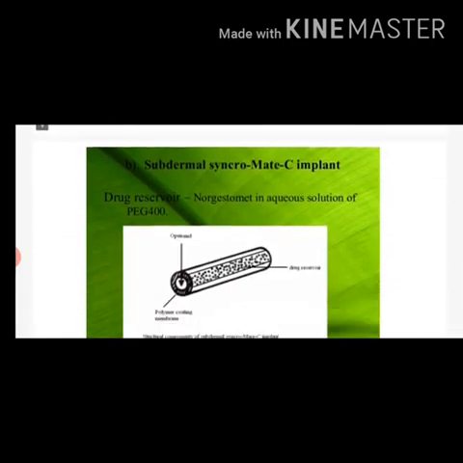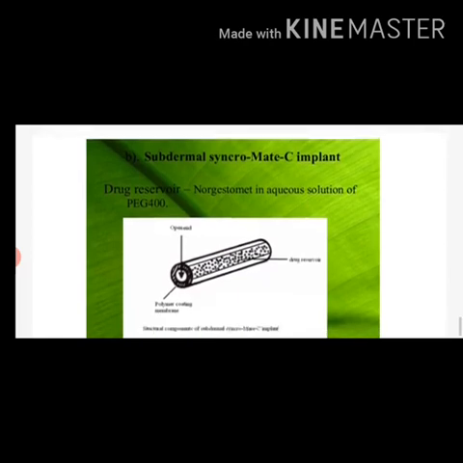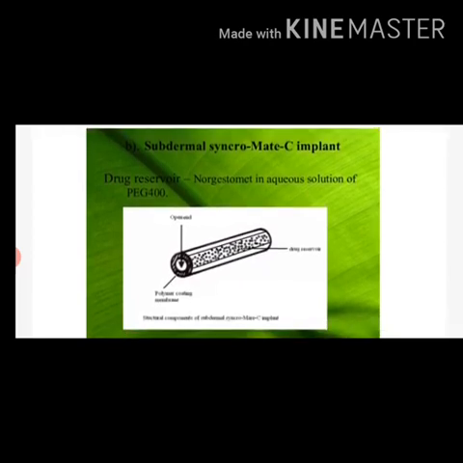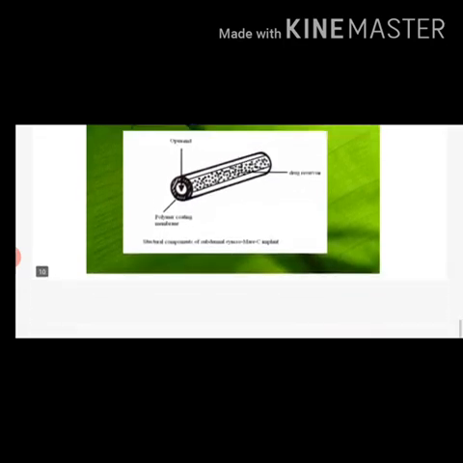Another example is the Subdermal Syncro-Mate C implant. This implant acts as a drug reservoir, and norgestomate is the drug, in aqueous solution, kept in that reservoir. This reservoir system has a polymeric coating membrane that acts as an outer layer, and this polymeric coating membrane determines the rate of drug release.